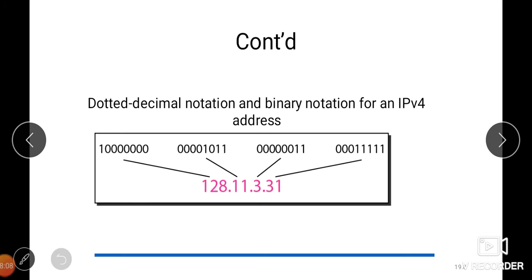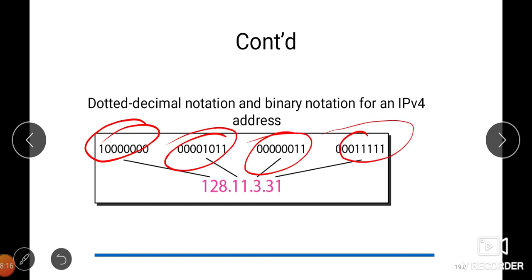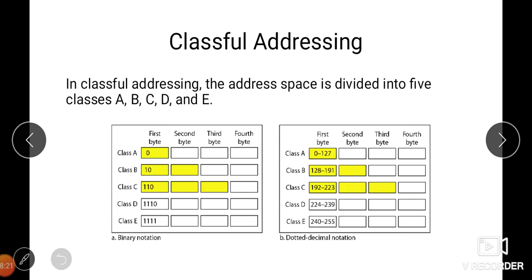Next, two notations are there: the first is binary notation and the other is decimal notation. If you are representing in binary, then there is the first byte, second byte, third byte and fourth byte, and then you can convert them into decimal like this. Next, there are two types of addressing: classful addressing and classless addressing.